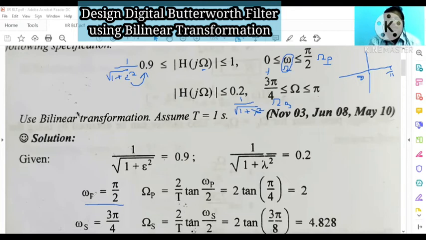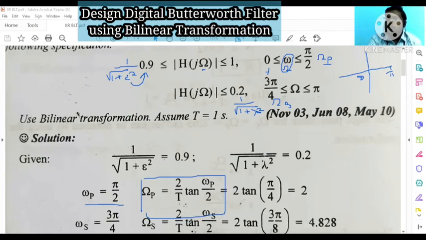How to convert this digital to analog? By using this formula, that is the frequency warping formula. So this is the formula to convert digital to analog: omega p equals 2 by T tan omega p by 2. Here omega p is given, that is pi by 2. So 2 times... T equals 1 second, so I put here 1. 2 by 1, 2. So 2 into tan of pi by 2 divided by 2.